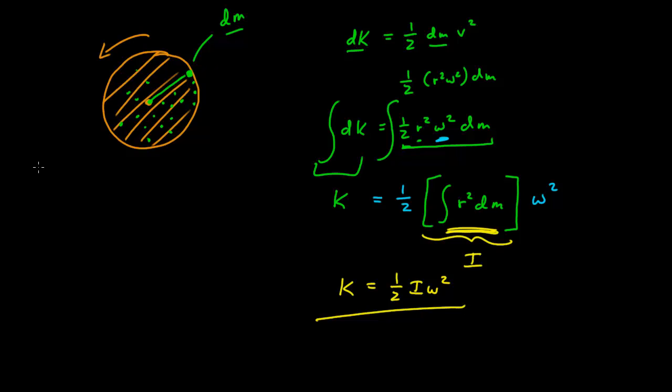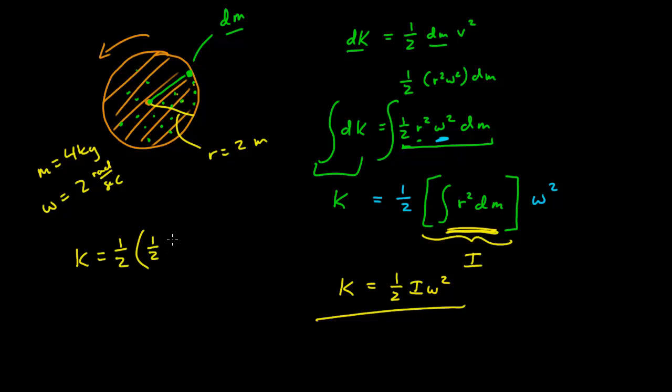So, for example, if my mass over here was 4 kilograms, rotating at an angular velocity of 2 radians per second, and let's say it had a radius of 2 meters, simple numbers here, then the total kinetic energy of this rotating object, which is the sum of the energies of all the little mass elements, is 1/2 the moment of inertia of a solid disk, which is 1/2 the mass, which is 4, times the radius squared, which is 2 squared, times the angular velocity squared, which is 2 squared again.